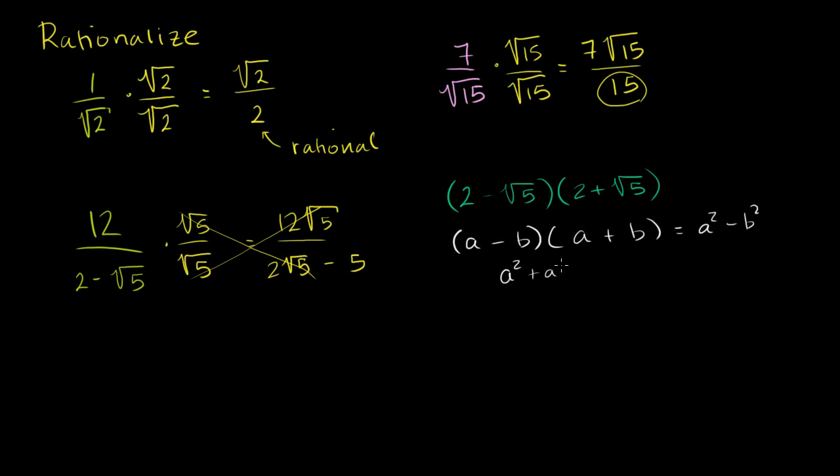A times b, which is ab, minus b times a, which is minus ab, and then negative b times positive b, negative b squared. These cancel out, and you're just left with a squared minus b squared.